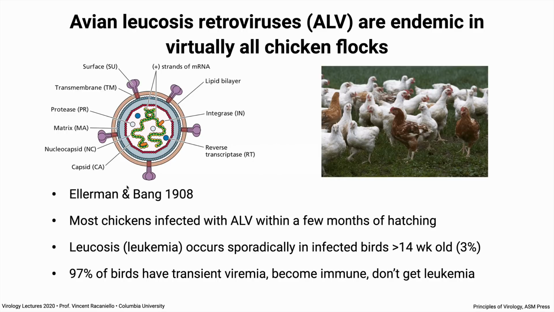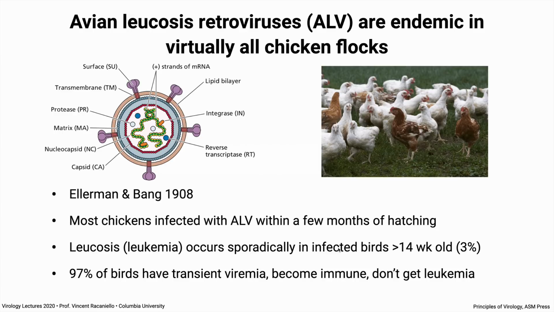These viruses, ALVs, were discovered by Ellerman and Bang in 1908. They found that they caused leukemia in chickens, but remember, people didn't think that was a cancer. Most chickens are infected with ALV within a few months of hatching, and leucosis or leukemia, so leucosis is another word for leukemia, occurs sporadically in infected birds when they get older.